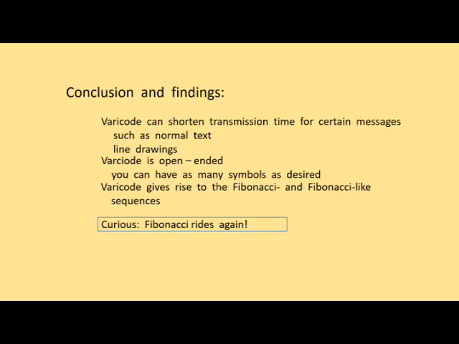So what does this all mean? Well, first, Varicode can shorten transmission time for certain messages, such as normal English, or as it turns out, German or French text. It could shorten the transmission time of line drawings. And Varicode is open-ended. You can generate as many symbols as you may need. It does give rise to Fibonacci and Fibonacci-like sequences, and that is the purpose of my study on this. As I began into this, I found it curious. Fibonacci rides again.